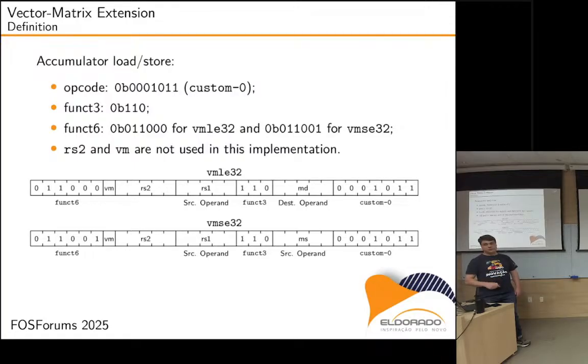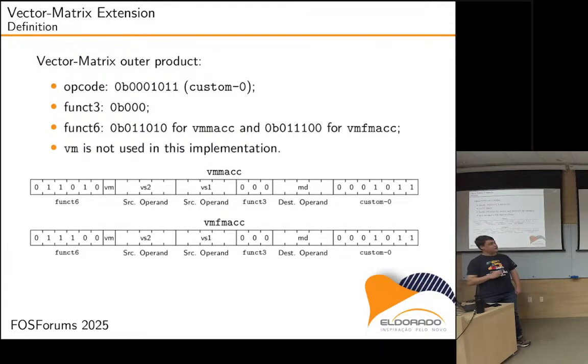So, for the accumulator load and store, we use the same opcode, custom 0, so the 7 lower bits of the instruction are the same. We use 110 as the func3 field, and we use this func6 for the load and this other one for the store.